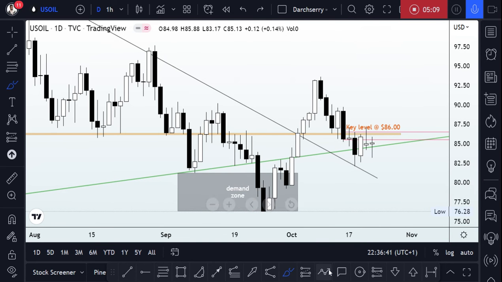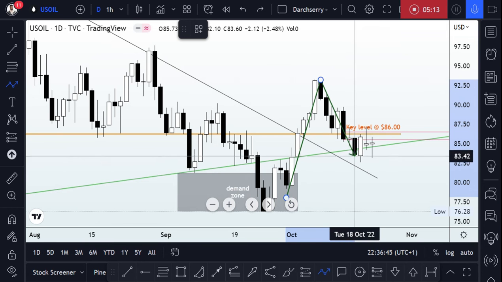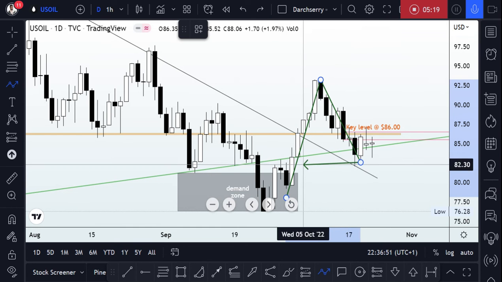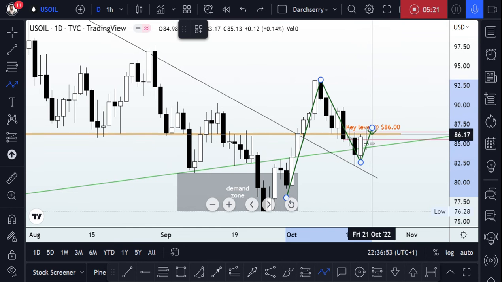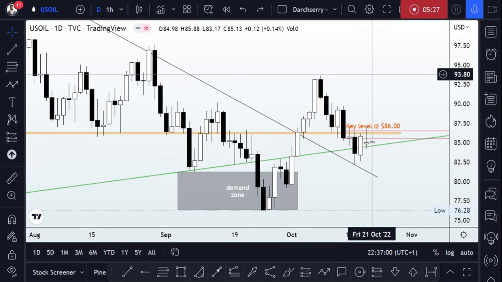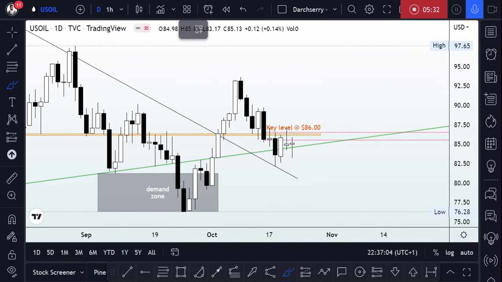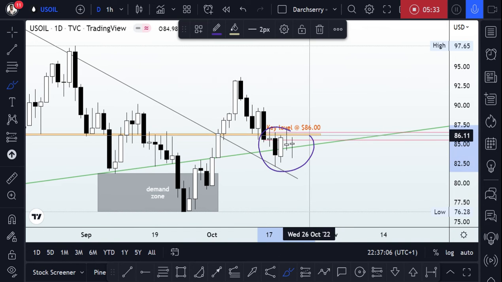So with the current structure we have here, following this impulsive move, we expect price to come back into our golden zone area, maybe somewhere within the 50 to 78.6% of the previous impulse leg here, after which we look out for patterns on lower time frame that will be supporting a trend continuation to the upside.